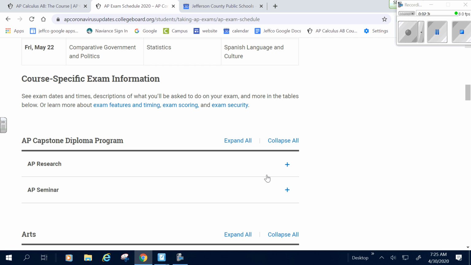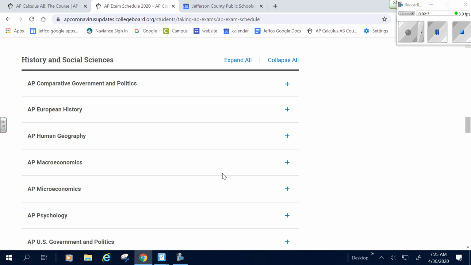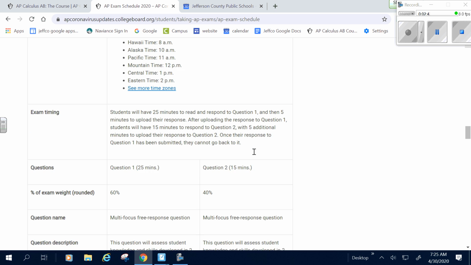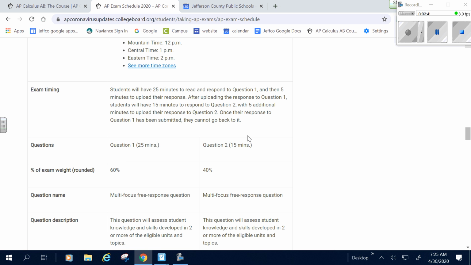All right, so if you look down at the math part of this and get to AP Calculus AB, there are a couple things I want to hit before I start the review. You can see the exam is two questions. One is 25 minutes, and then you have 5 minutes to upload it. One is 15 minutes, and then you have 5 minutes to upload it. They don't let you go on to the second question, so not everybody's at the same place in the exam.